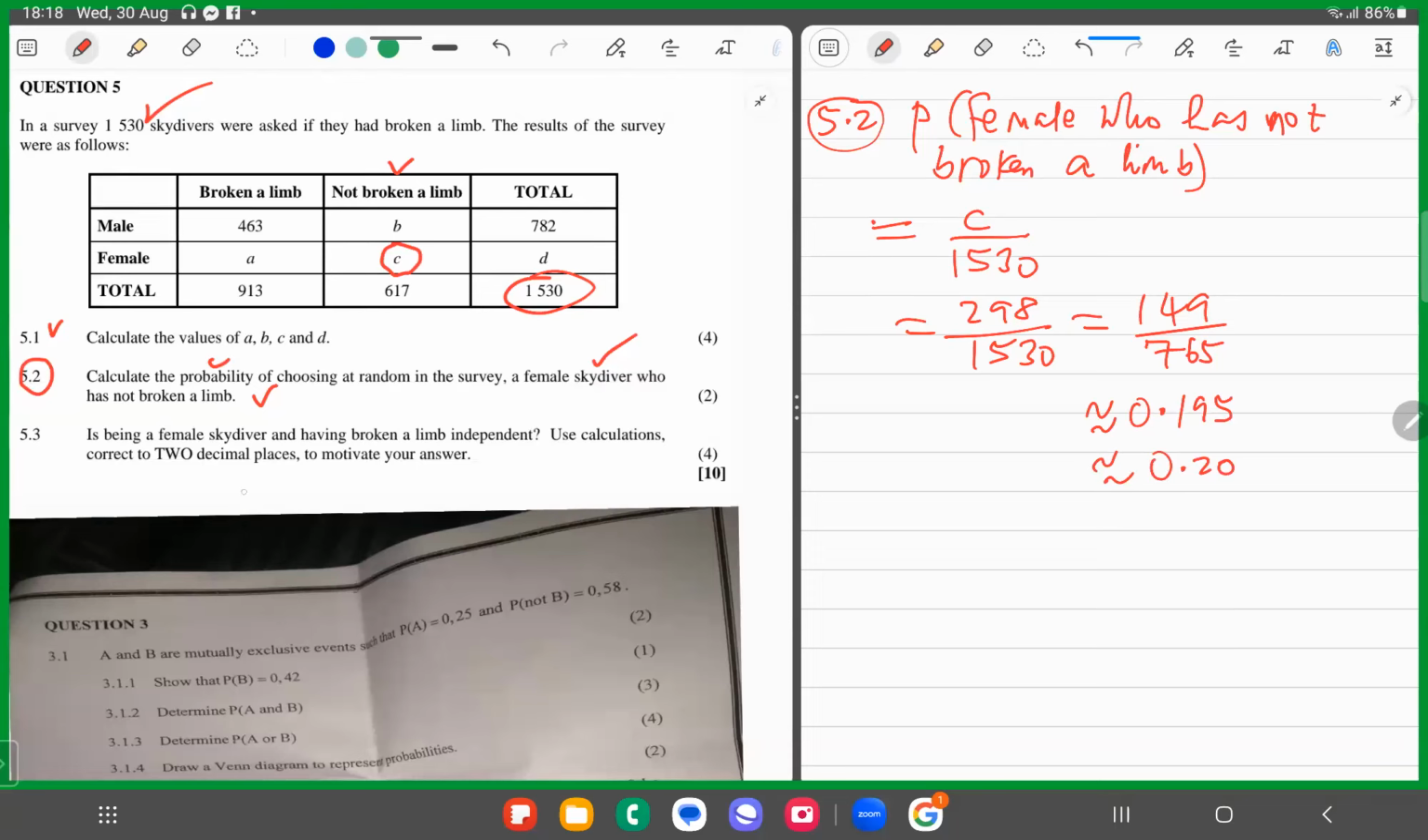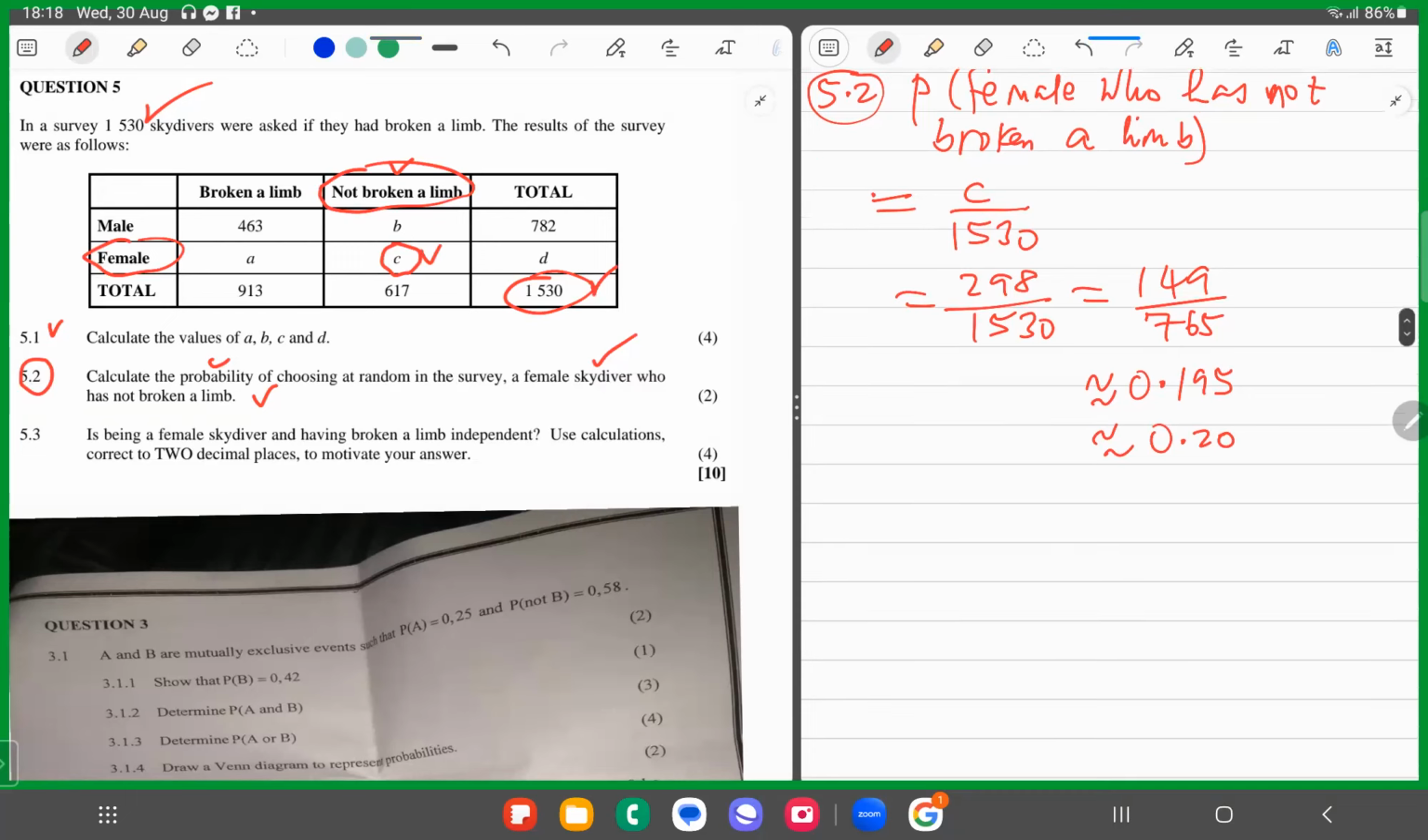Right, so that is the probability of choosing at random in the survey a female skydiver who has not broken a limb. Not broken a limb and is female, C, over the total. Okay, two-way tables, you just need the skill to read them in probability theory.